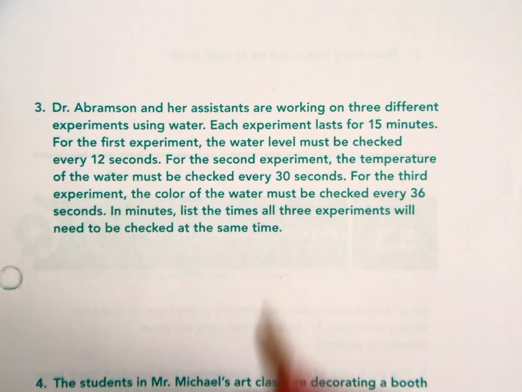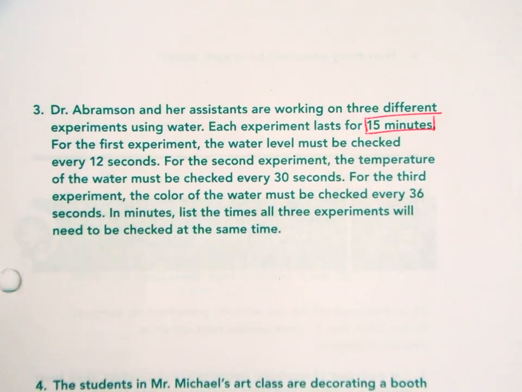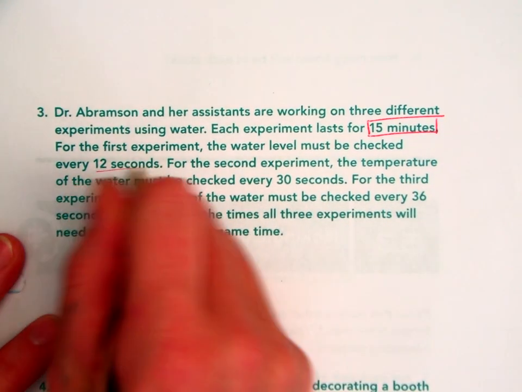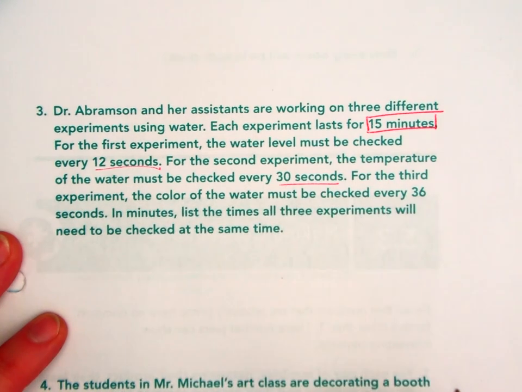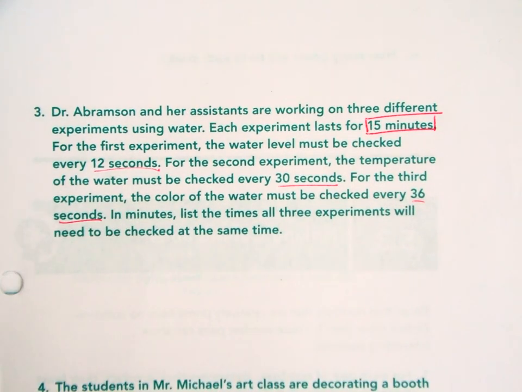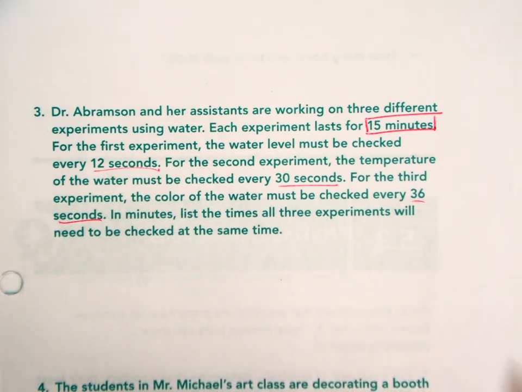Take note that there is a 15-minute time limit. You're not going to go beyond 15 minutes. Anything beyond that is extraneous. This one's experiment is going to need to be checked every 12 seconds, this one's 30 seconds, and this one's 36 seconds. Are you going to chop it up, or are you going to look for multiples? These are your 2 choices. When it's time, you tend to be looking for multiples, and we are going to be looking for multiples here.